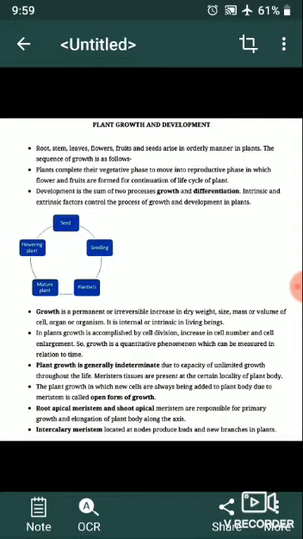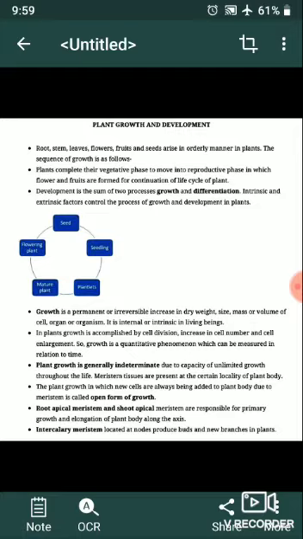Plant growth and development is the sum of two processes: growth and differentiation. Intrinsic and extrinsic factors control the process of growth and development in plants. Seed, seedling, plantlets, mature plant, flowering plants.